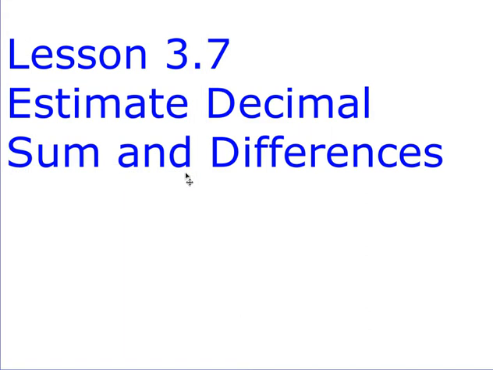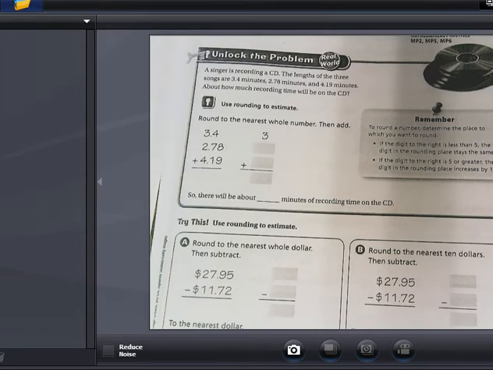Okay, boys and girls, we're doing lesson 3.7, estimate decimals, sums, and differences. Remember, a sum is the answer to an addition problem. Differences is the answer to a subtraction problem. Alright, let's get started. I love estimating. I think we should do more of it. Here we go. How can you estimate decimals, sums, and differences?